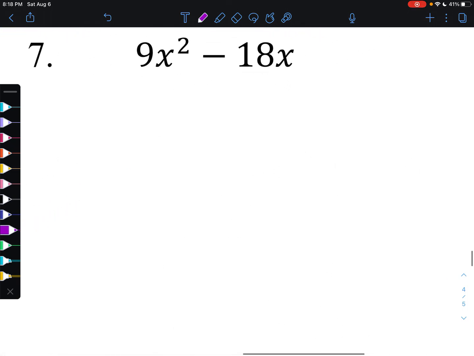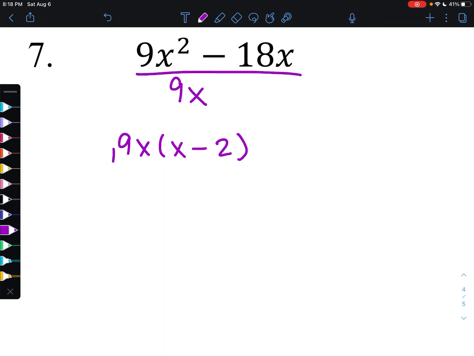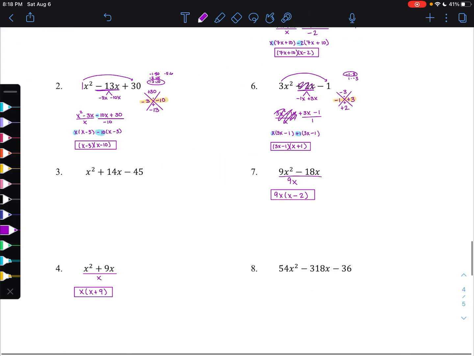And then this one, I still have 2 terms. I can take out an x, but I can also take out a 9. So I take out my 9x, and I'm left with x minus 2. And then again, this is all I can do. So sometimes when you factor, it's just taking out a greatest common factor. We're not doing anything else.